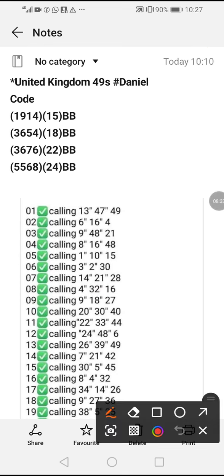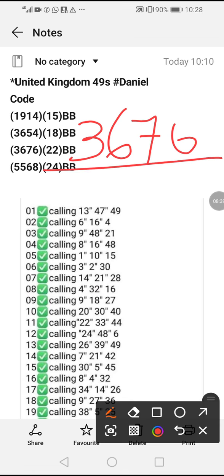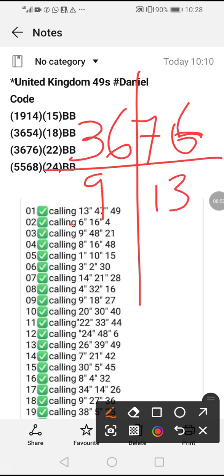And then I'm gonna go again to the other code, 3676. So with this one, what I'm going to do, I'm going to add 3 plus 6 is a 9. 7 plus 6 should give me, let me see, 7 plus 6, how much is that? It's a 13. 13 plus 9 is a 22.